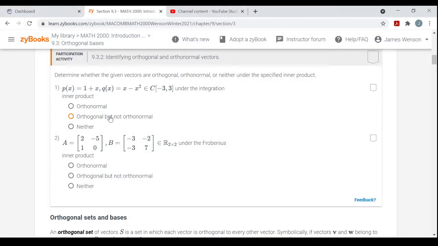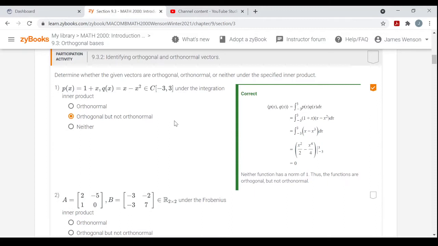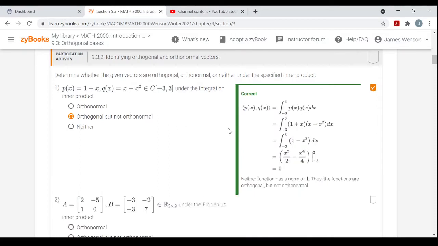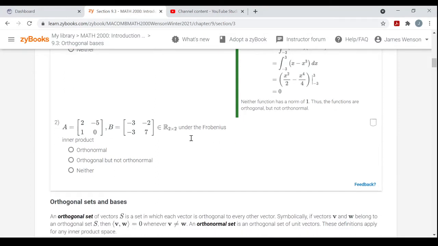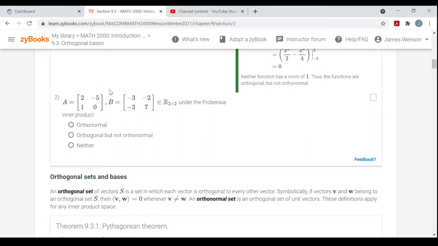So this option here. All right. And you can see that also Q doesn't have a norm of 1 as well. You could do the same thing for Q. They're saying here neither function has a norm of 1, so you test that out. Then you can do this for 2. You have these matrices under the Frobenius inner product, which hopefully by now you know and have heard of.